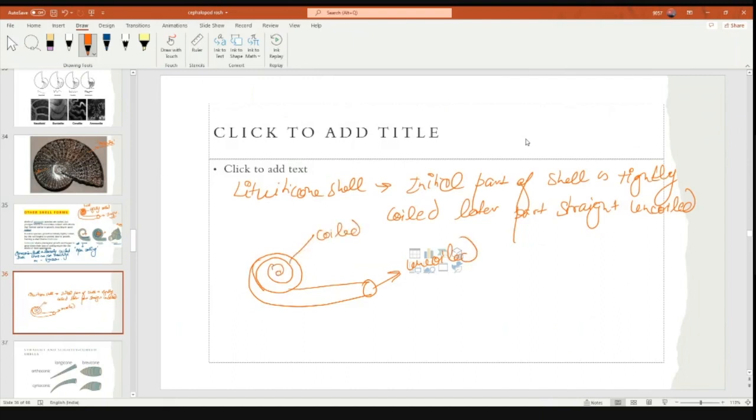So this is Lee-Tuty cone. An example is Lee-Tutites. Okay, just Lee-Tuty cone. An example is Lee-Tutites.